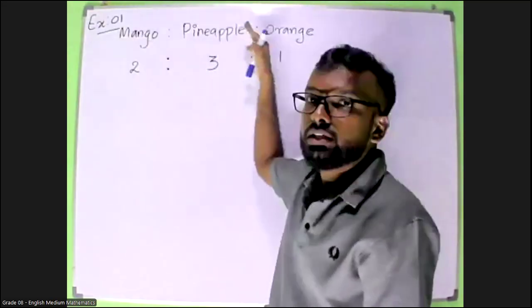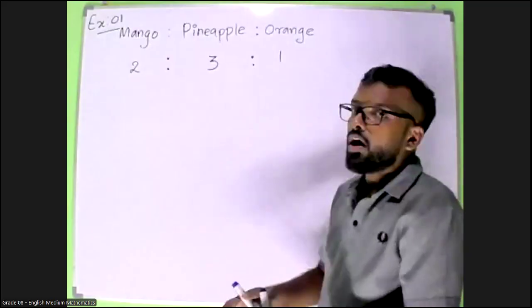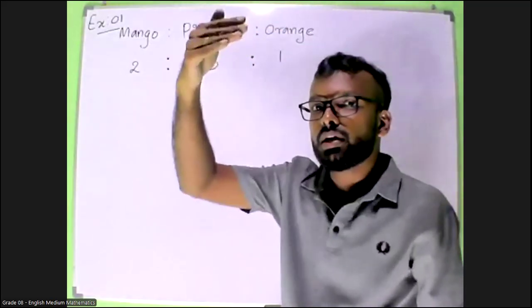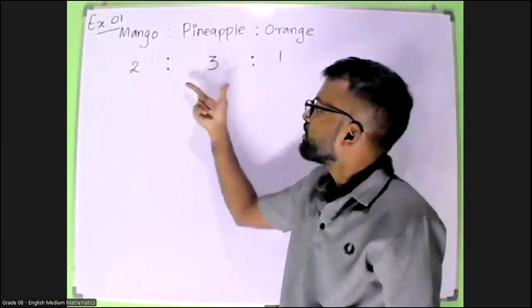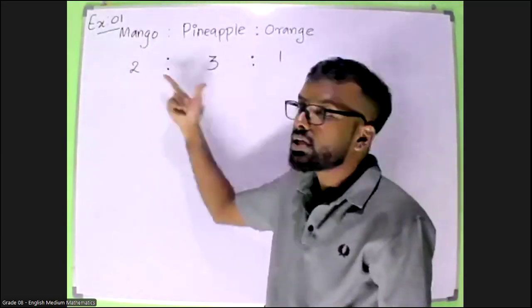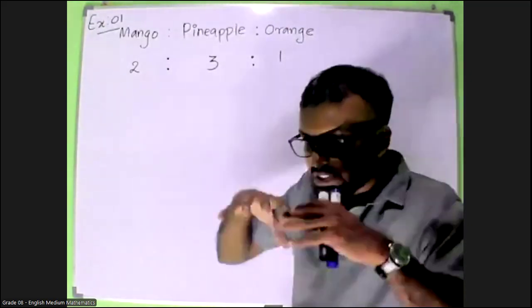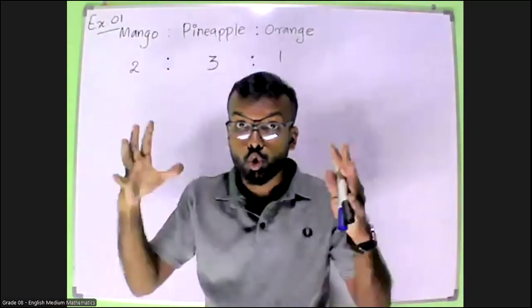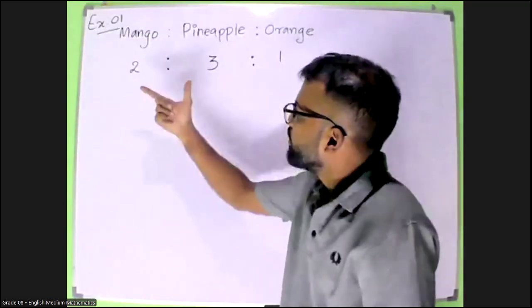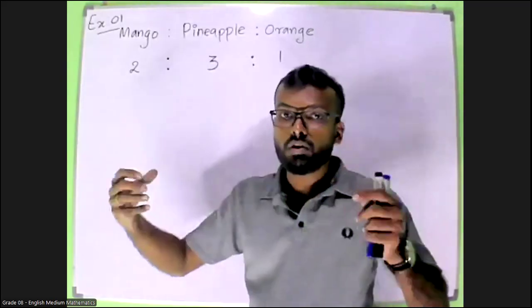First of all, you need to write this kind of, right? Then it will be very easy. Now, as you remember, these are the parts. Previously, I told you parts 2 to 3 to 1. Now, if you are mixing all these fruits together, 2 to 3 to 1, 2 to 3 to 1.